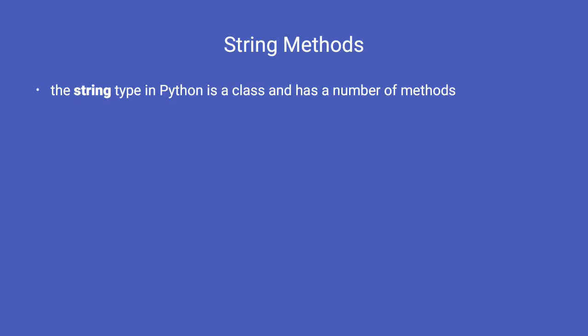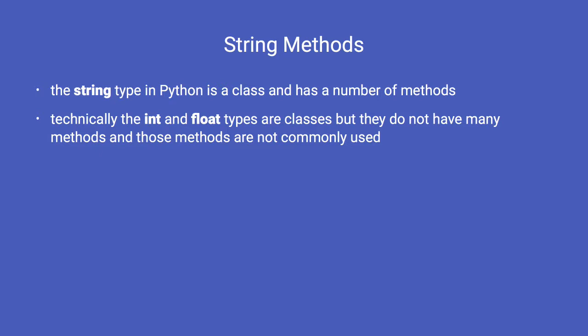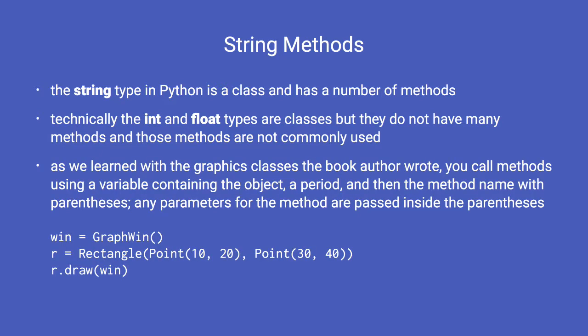The Python string type is a class and has a number of methods. Technically, the int and float types are also classes in Python, but they do not have many methods, and those methods are not commonly used. We saw how to call methods using the graphics objects that the textbook author wrote.